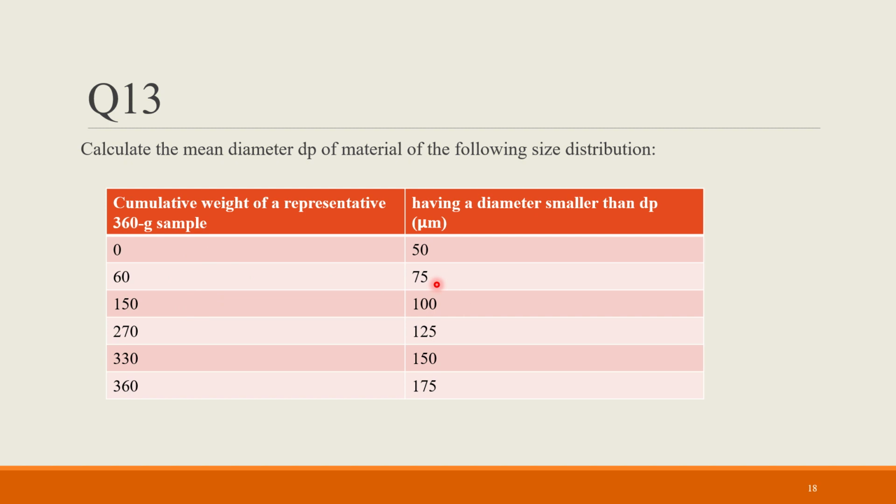So the main thing is, we have a mixture. In that mixture, the particles are widely distributed in terms of size. So how would we calculate the mean diameter of the mixture? The cumulative weight of the sample is given and the diameter range for that particular weight is given. So how do we calculate the mean diameter of the material? Please take a pen and paper and solve this for a minute, and then we will see the solution.